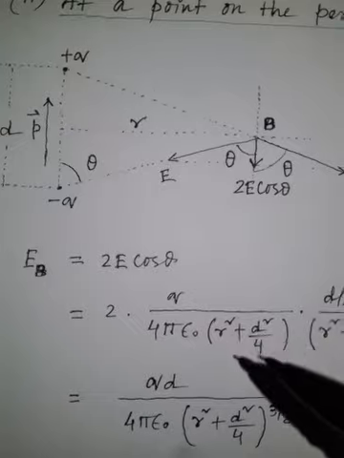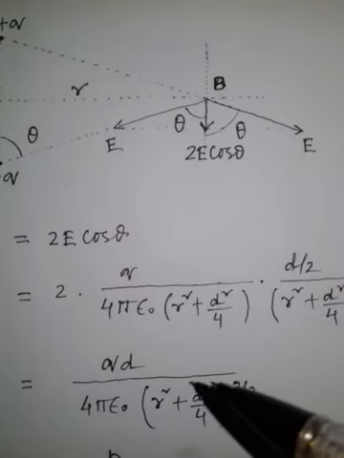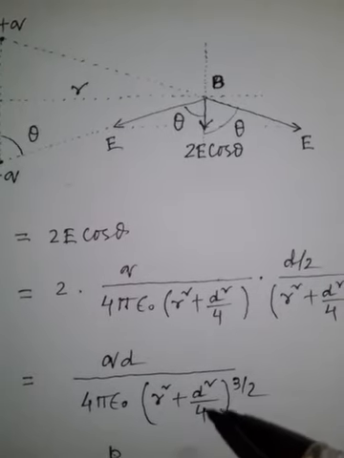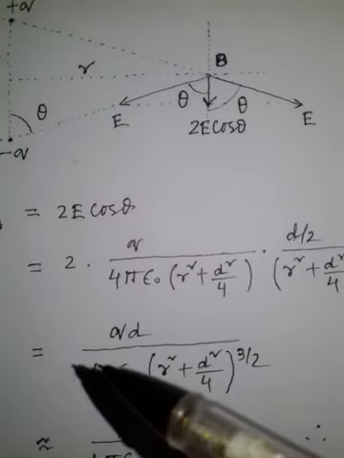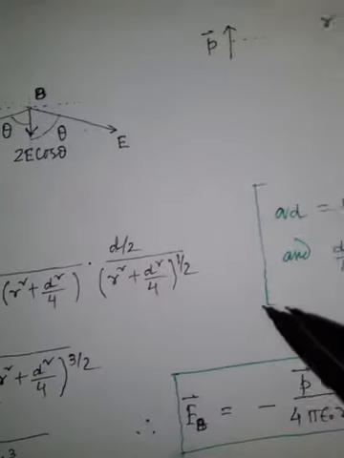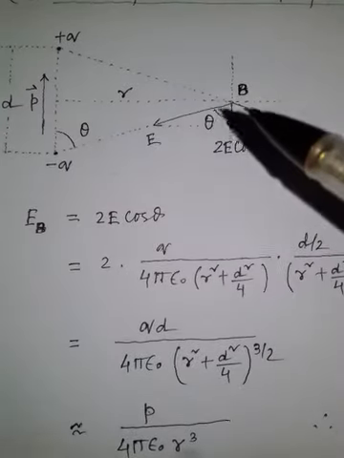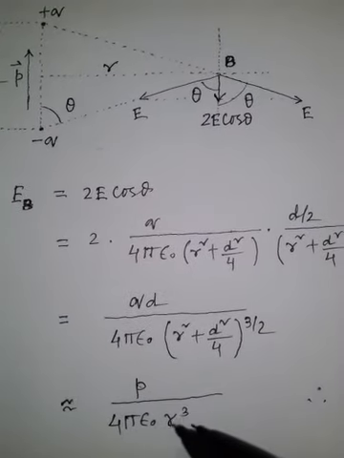But d square by 4 is very small compared to r square, so we can neglect it. Finally we get qd by 4 pi epsilon naught r cube. But qd is nothing but the dipole moment p, so ultimately we get the field at B is equal to P by 4 pi epsilon naught r cube.